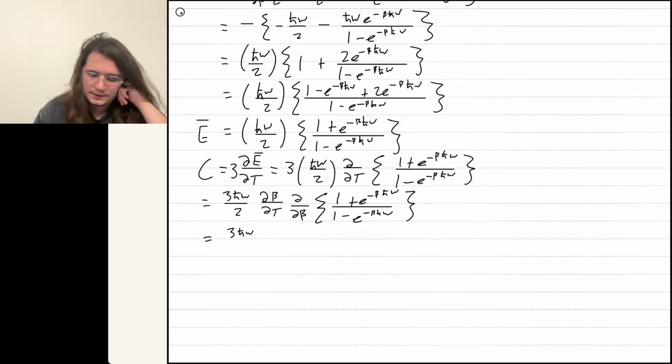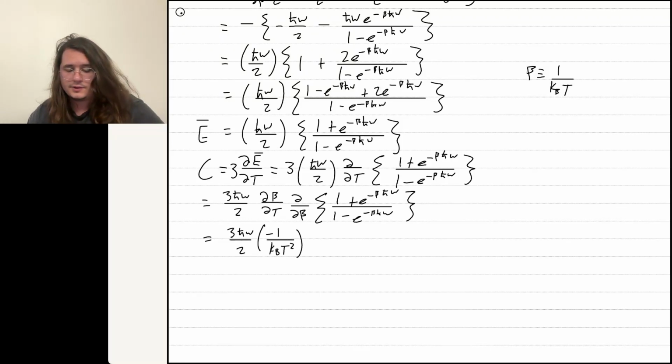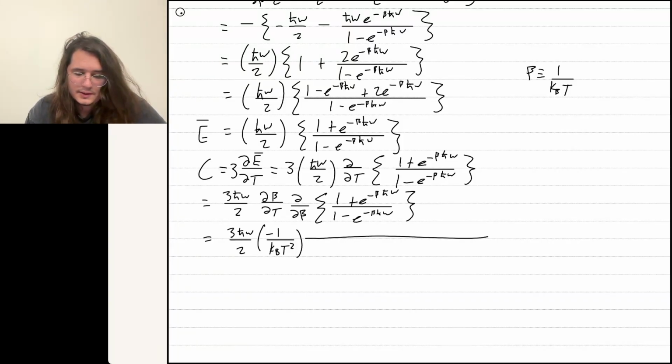So the derivative of beta with respect to T. Beta is defined as 1 over Boltzmann's constant times T. So obviously the derivative of that with respect to temperature is minus 1 over k_B T squared. And then now we can do the derivative of the stuff inside the braces with respect to beta. It's going to be a big old fraction because we're going to use the quotient rule here. I'm just going to go ahead and put it all the way to the other side.